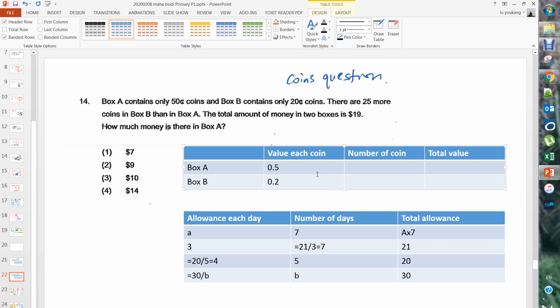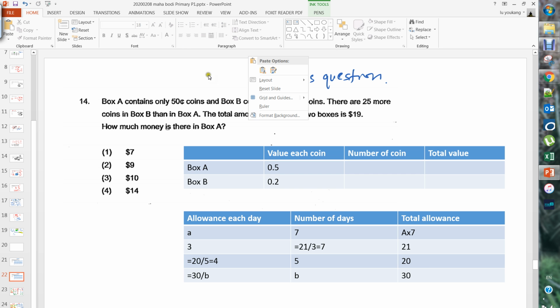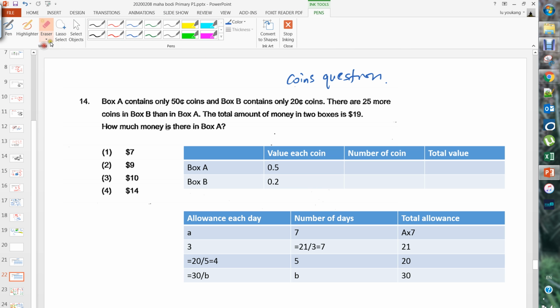Okay, now it says there are 25 more coins in box B than box A. Aha, okay, now good. So this one I need to do here. Let's write down this statement together. There are 25 more coins in B than A.